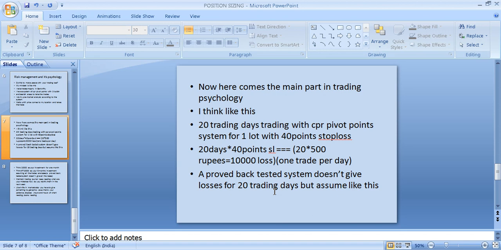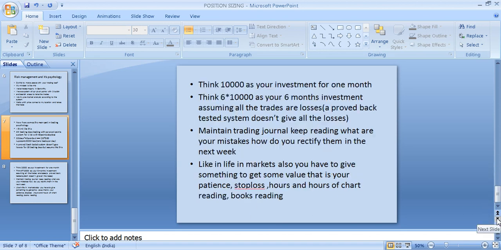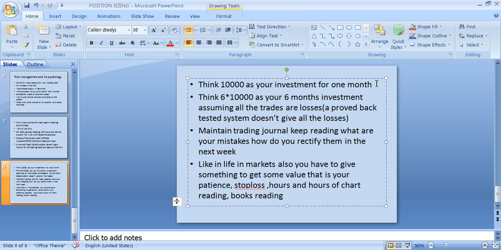Okay, think of 10,000 as your investment for the first month, because you are competing with the world's fastest professional traders over there. Don't think of just coming over here, putting your hard-earned money in, and making money from that small amount. There is nothing like this. This is a lucrative professional area.